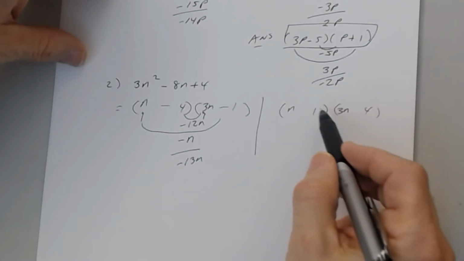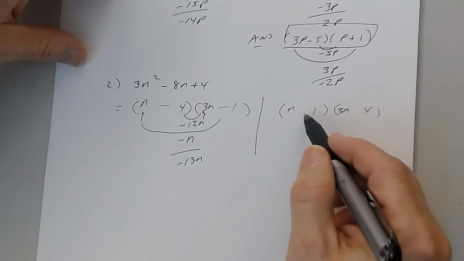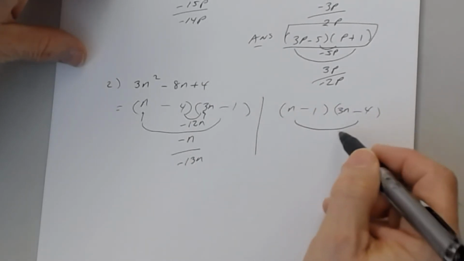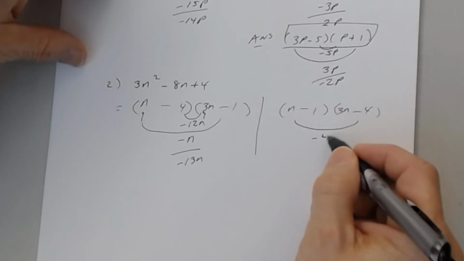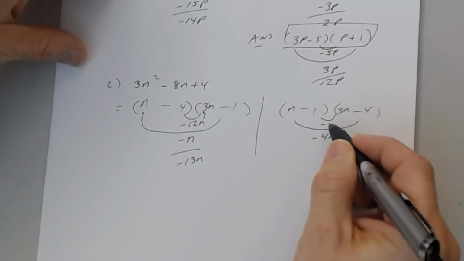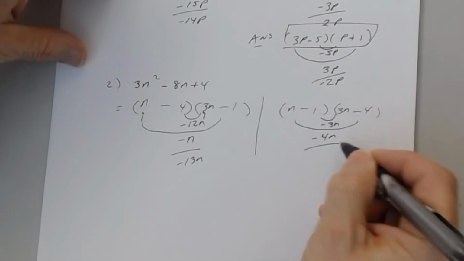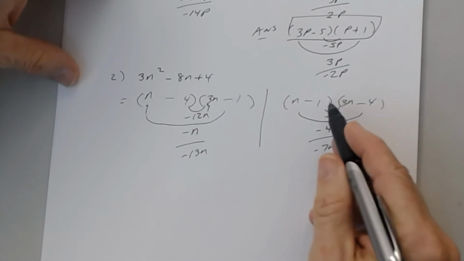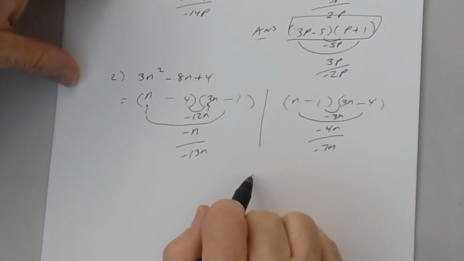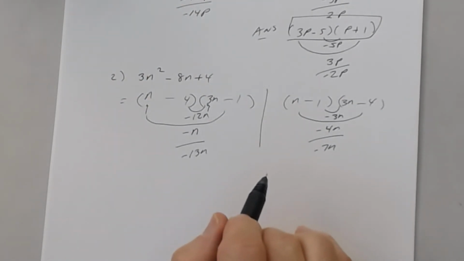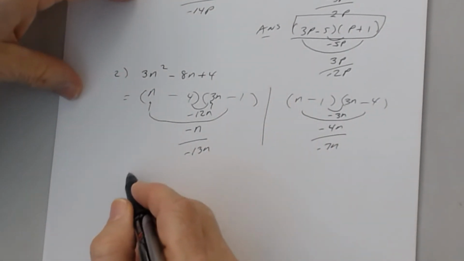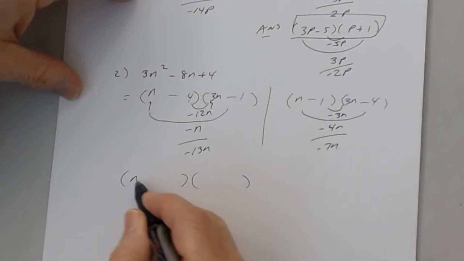So again, the signs have to be the same. They're both negative. Now let's check the outer this time. What's the outer this time? What's the inner this time? Negative 3n. When you add them up, what do you get? Is that what you wanted? No. So what does that imply about the 4 and the 1? It doesn't work.